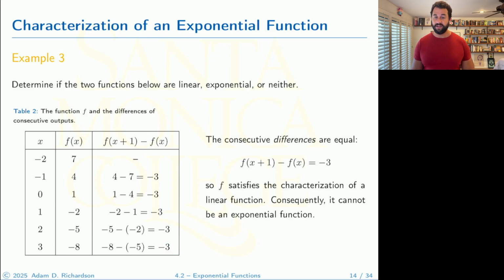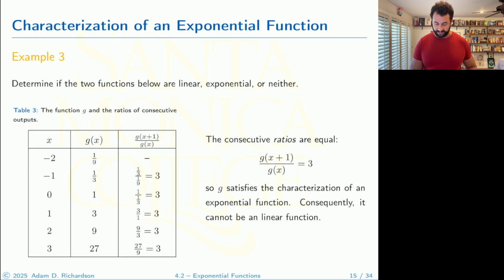So what we're witnessing here is that the consecutive differences are equal, and they're equal to negative 3. So this function satisfies the characterization of a linear function, and therefore it must be a linear function. That also means that it can't be an exponential function because you can't be both linear and exponential. So this is a linear function by the characterization of linear functions.